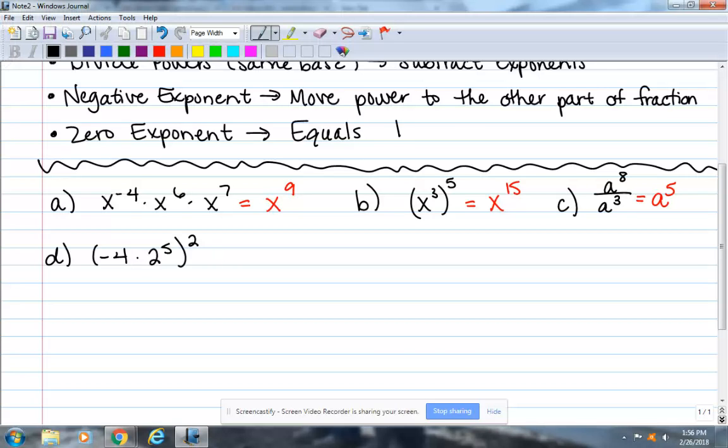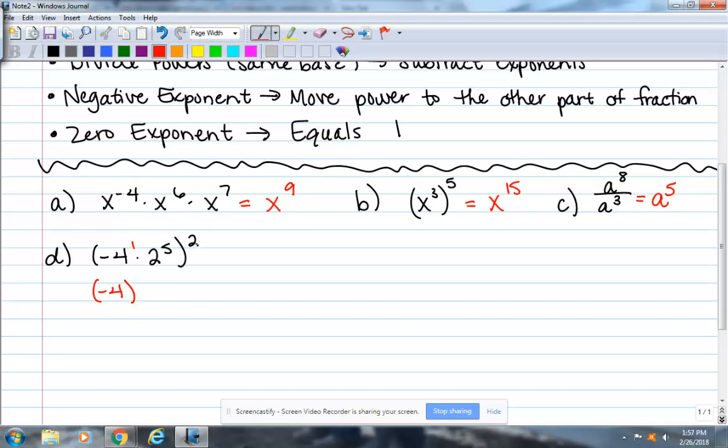Now the first thing I want you to notice is that everything is in parentheses and then there's a square on the outside. That means everything on the inside gets the square. So the first thing I want you to do is break everything up. So this is a negative 4 to the 1st power to start with, right? So it's negative 4, another negative 4 squared.